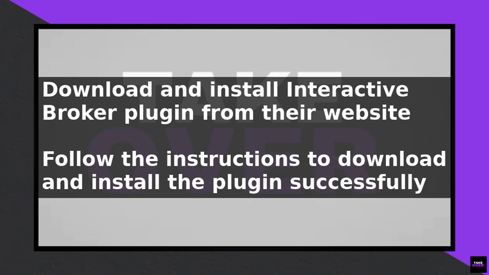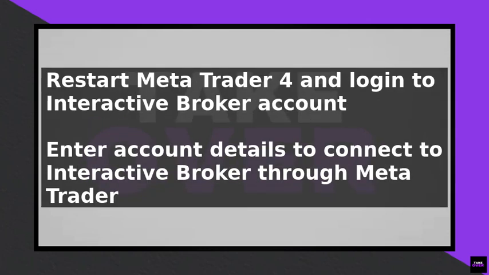It is essential to note that to maintain a stable connection, you need to keep your MetaTrader 4 platform and the Interactive Broker plugin up to date. Also ensure that your internet connection is stable and that you have the necessary permissions to access your Interactive Broker account. By following these steps, you can successfully connect Interactive Broker to MetaTrader 4 and start trading with the combination of these two powerful platforms.